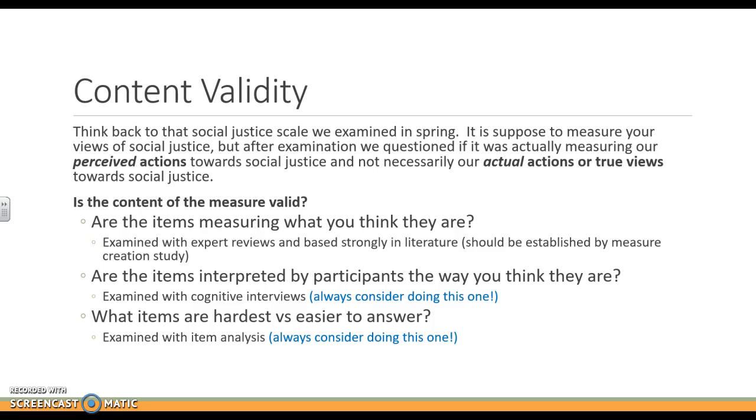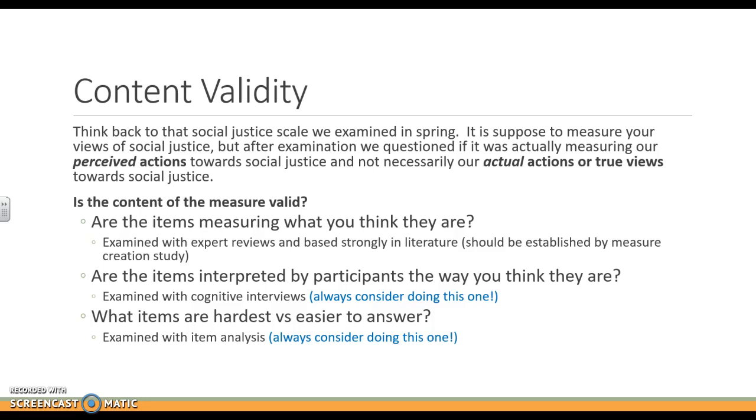And this is typically done with expert reviews. So we need experts in social justice to be examining these items. And it also needs to be strongly based in literature. We don't just pull these items from nowhere. They should be grounded strongly in previous research.